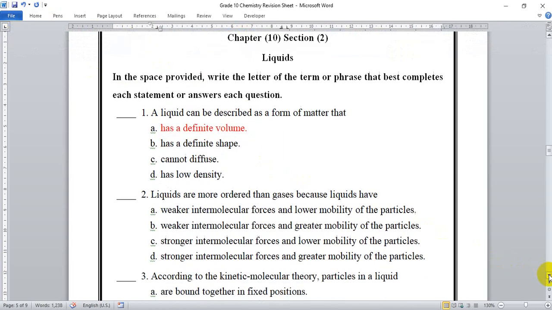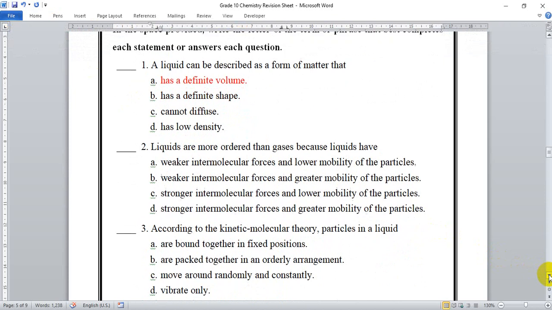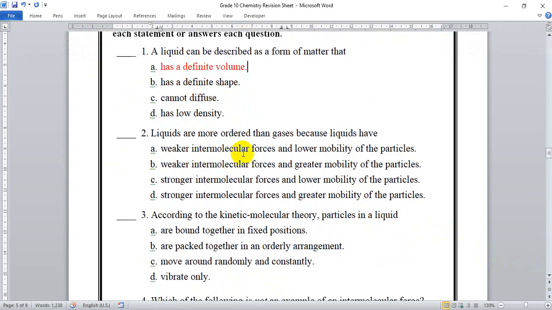Liquids are more ordered than gases because liquids have weaker intermolecular forces and lower mobility of the particles, weaker intermolecular force and greater mobility of the particles, stronger intermolecular forces and lower mobility of the particles, or stronger intermolecular force and greater mobility of the particles. Comparing the liquids with the gases, we'll find stronger intermolecular forces and lower mobility of the particles.